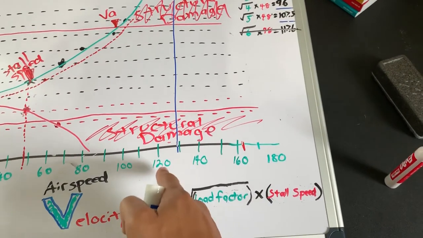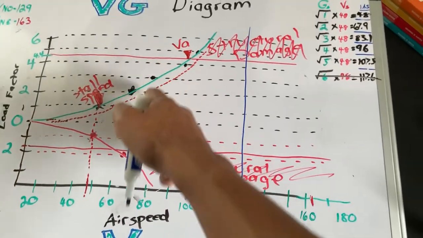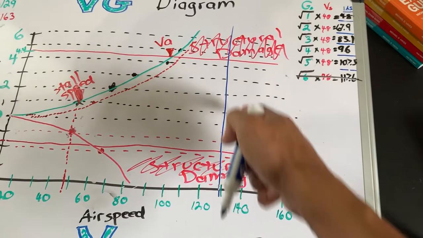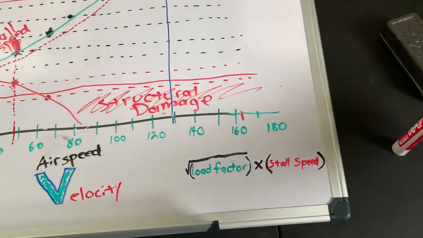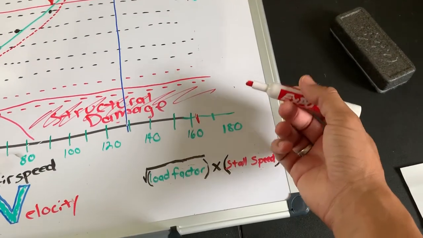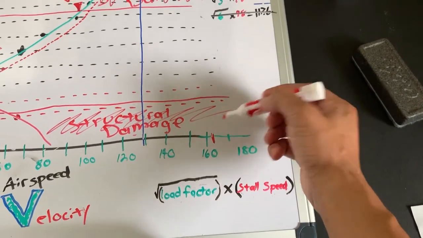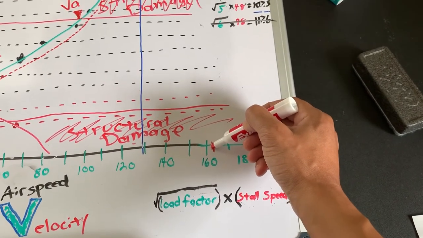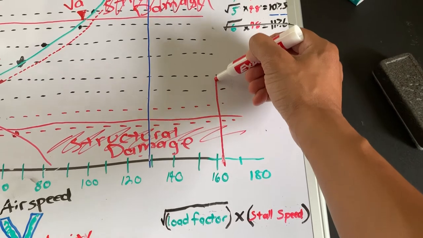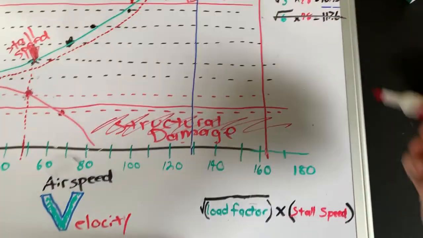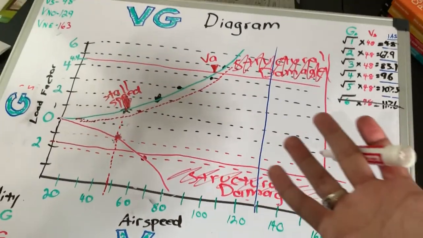You go past 129, anywhere in this range, and hey, then you're going to be in the caution range, right? Let me get my red marker. The VNE speed, never exceed, is our structural damage, right? So now we have a line straight up from 163, and that's it. Now it's starting to look like a VG diagram.